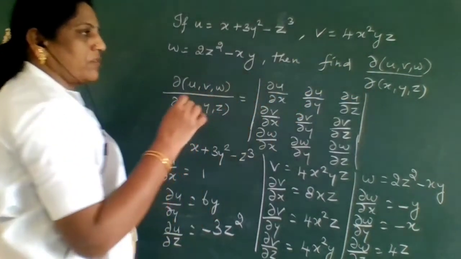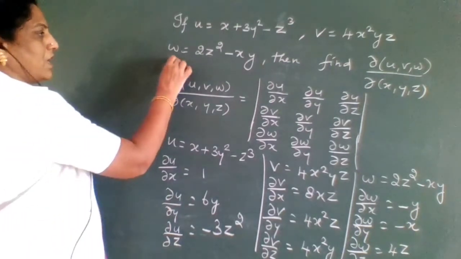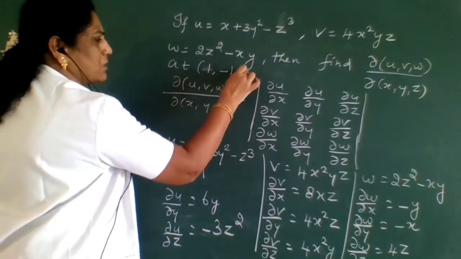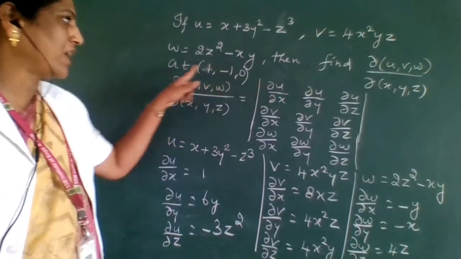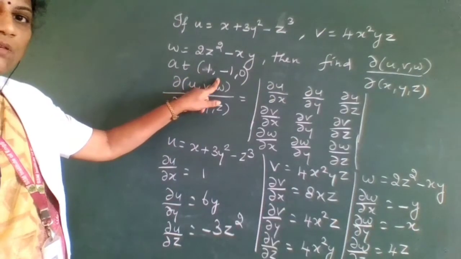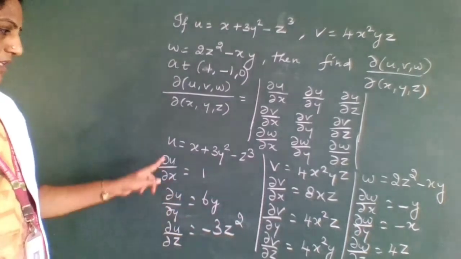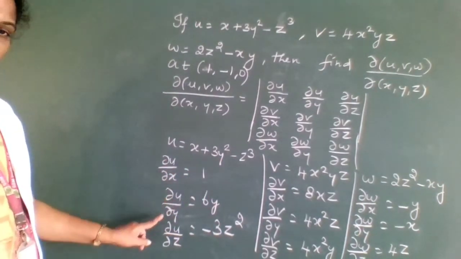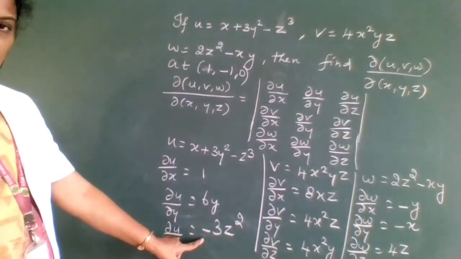Here also, if we want to take a particular value of the Jacobian, that is, find ∂(u,v,w)/∂(x,y,z) at (1, -1, 0). So we have to find the Jacobian value at a particular point (1, -1, 0). So here we differentiate all these, the u, v, w. So ∂u/∂x equal to 1, ∂u/∂y equal to 6y, ∂u/∂z equal to minus 3z squared.